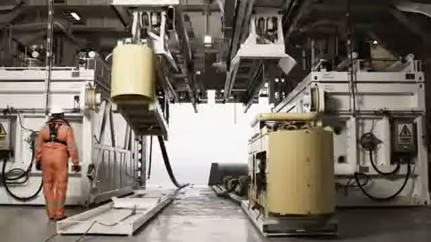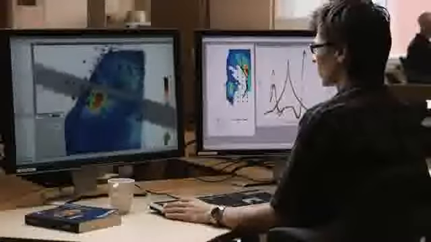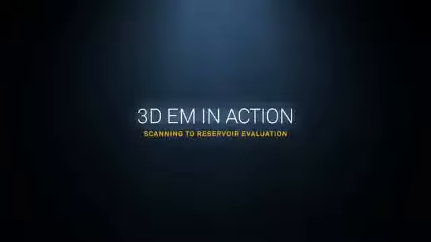EMGS uses 3D electromagnetic methods, which include controlled source electromagnetic and magnetotelluric methods, to measure subsurface resistivity from the seabed. Studies demonstrate that our data significantly increases exploration success rates when integrated with seismic and other information. 3D EM in action looks at just a few of our 600 surveys.